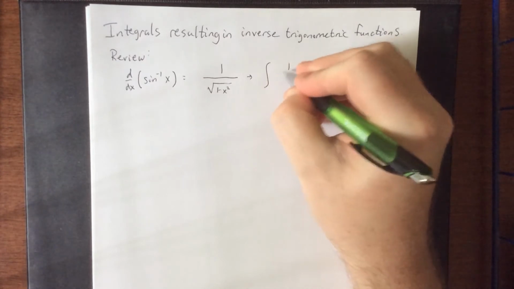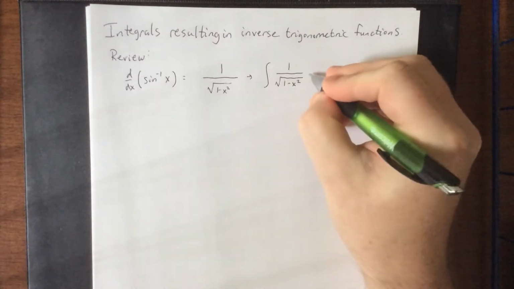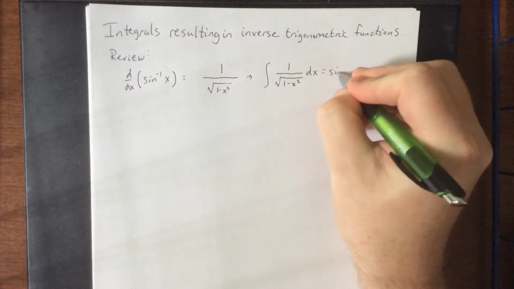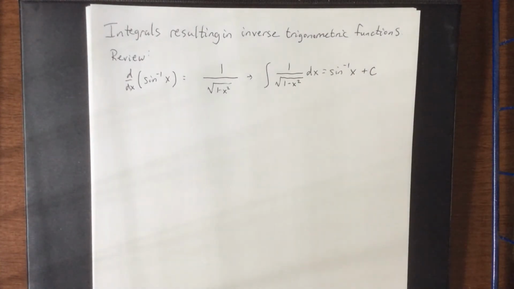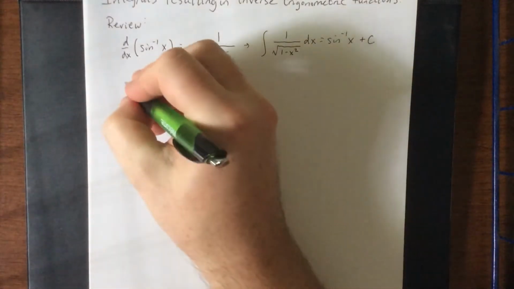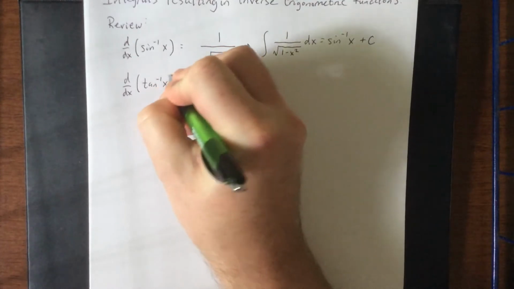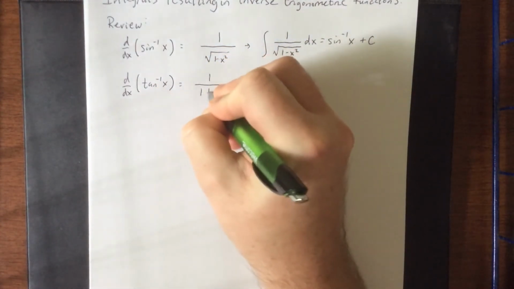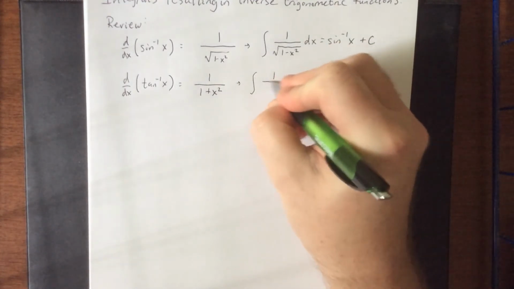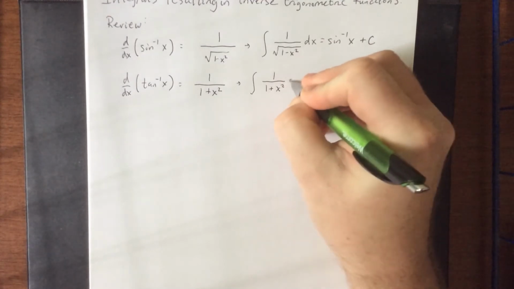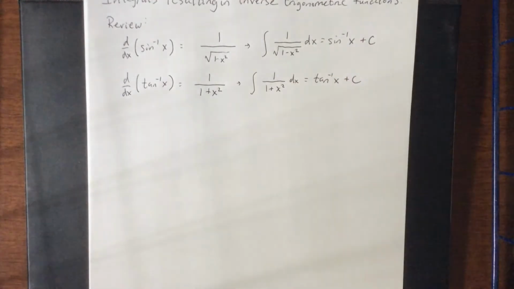As such, it only makes sense to say that if we were to take the integral of 1 over the square root of 1 minus x squared dx, that the result would be the arcsine function, plus a constant, as is consistent with our indefinite integrals. Additionally, if I were to take the derivative of the arctangent function, that would be 1 over 1 plus x squared. As such, if I were to take the integral of 1 over 1 plus x squared dx, this should result in the arctangent function, plus a constant.